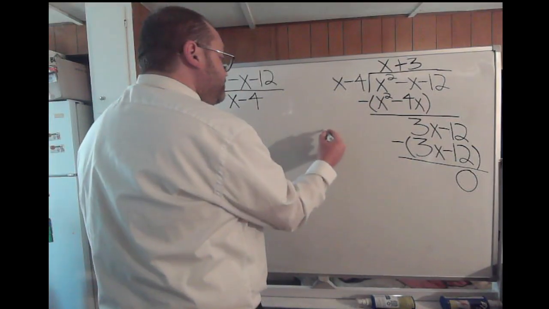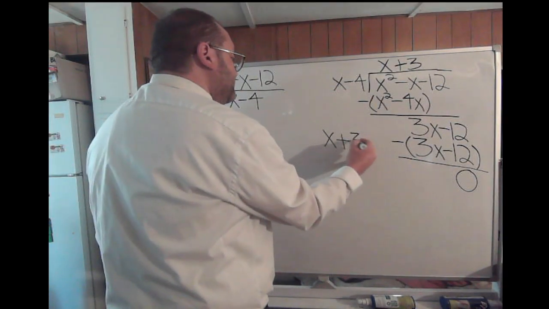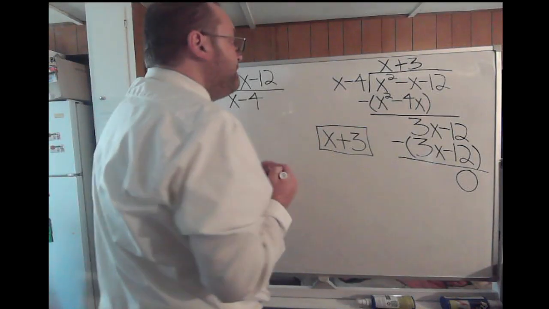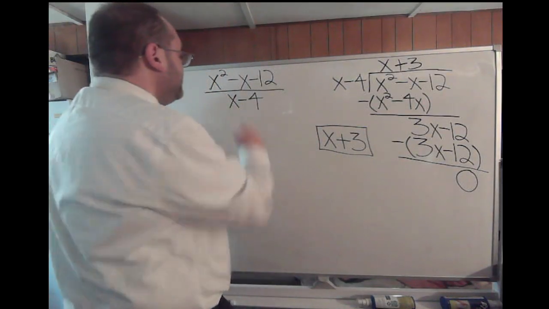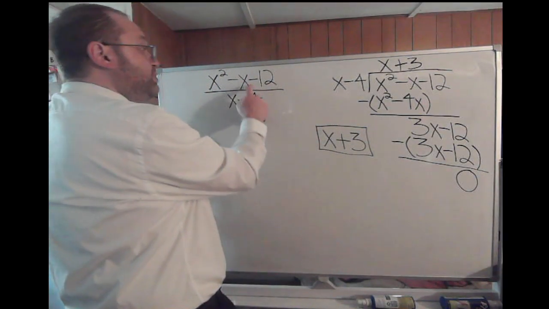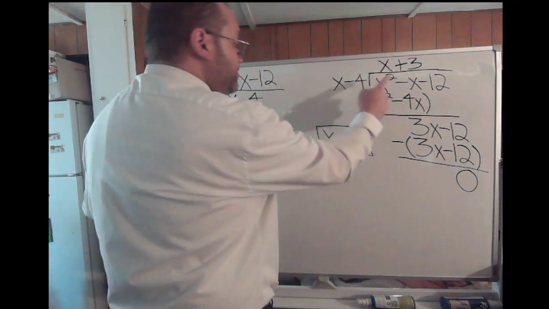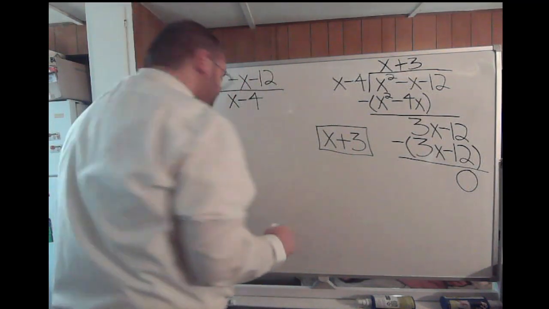So the answer you should get in the quotient would be x plus 3. That would be your answer. So your two factors of x squared minus x minus 12 are going to be your divisor of x minus 4 and your quotient of x plus 3.